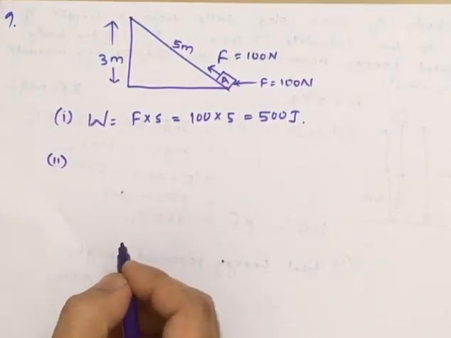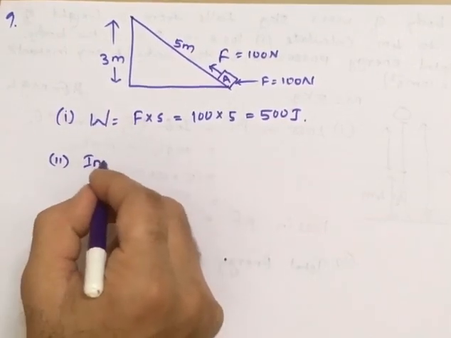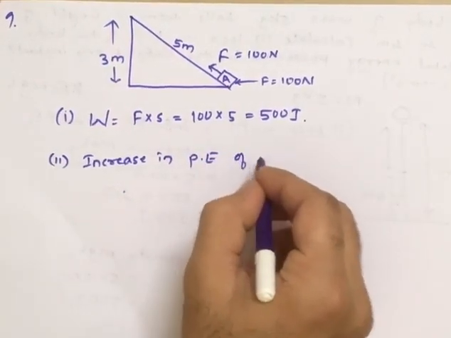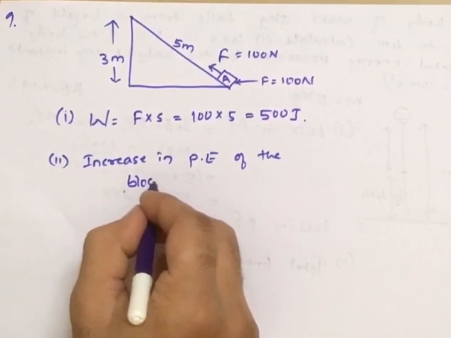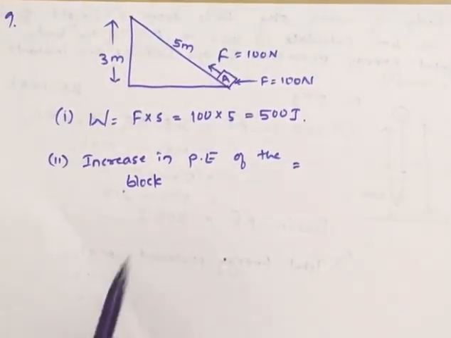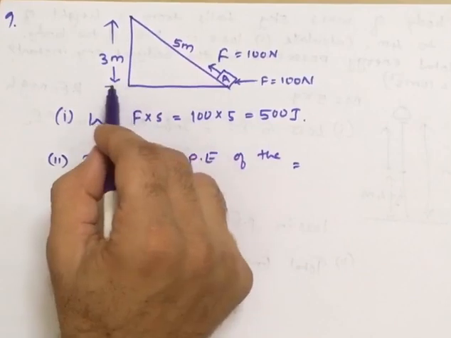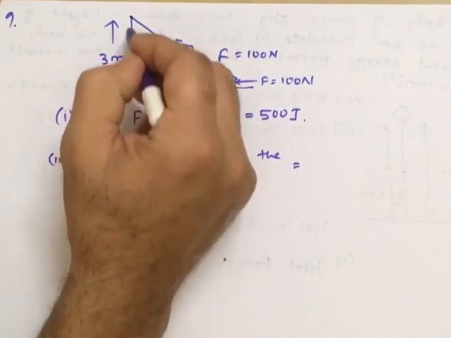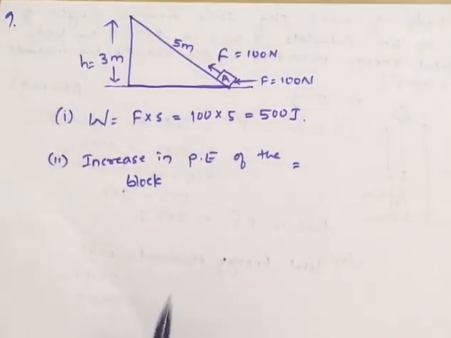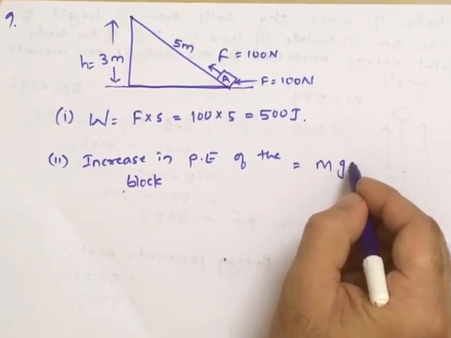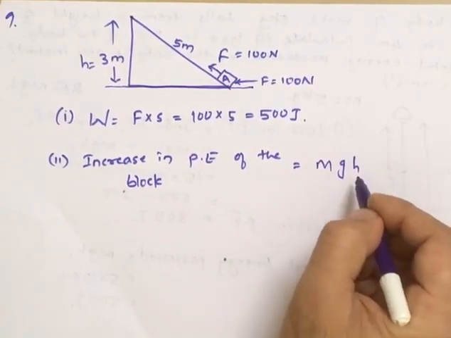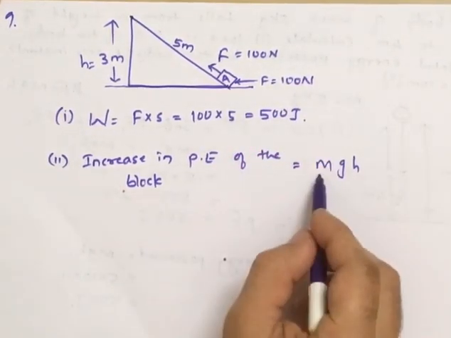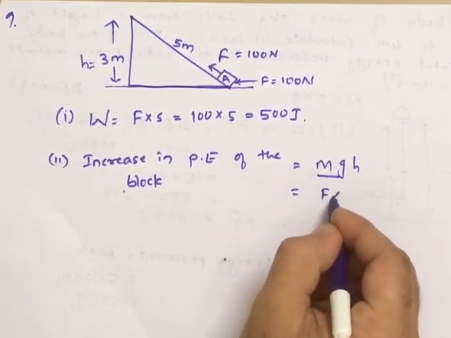What is the second question? What is the increase in potential energy of the block? So see here, this is very important. Increase in potential energy of the block is equal to, the body is moving from the base, that is from the ground, to a certain height, this height. So this is the height we have to consider, because potential energy is given by the formula mass into acceleration due to gravity into height. Mass we don't know, we know the force. So mass into gravity becomes force into height.